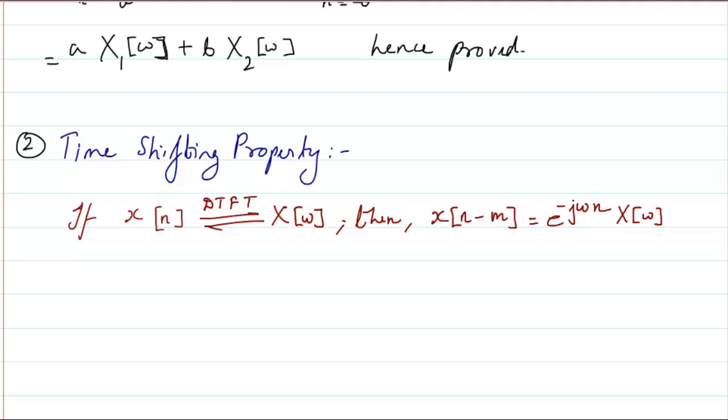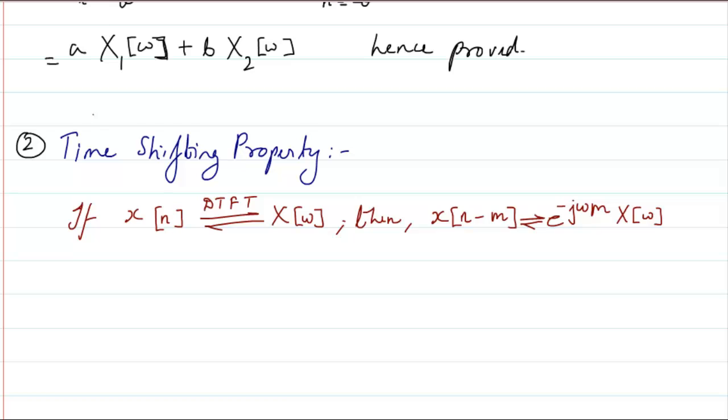The next is the time shifting property. The time shifting property basically states that if we are having a function x of n whose discrete time Fourier transform we already know, then we can find out the discrete time Fourier transform of the shifted signal by just multiplying the original Fourier transform with a factor which is e raised to power minus j omega m, where this m basically comes from the shifted value minus m. Let us prove this.